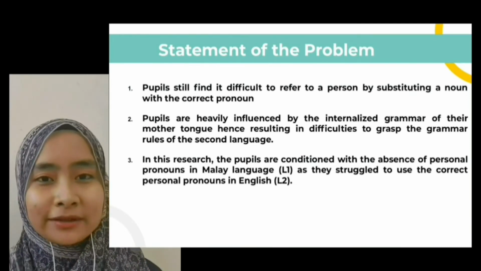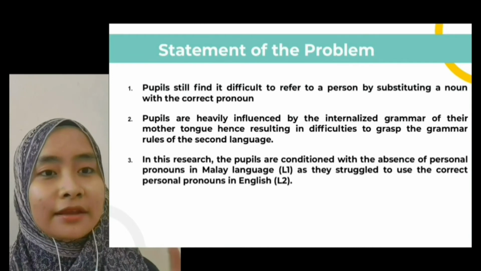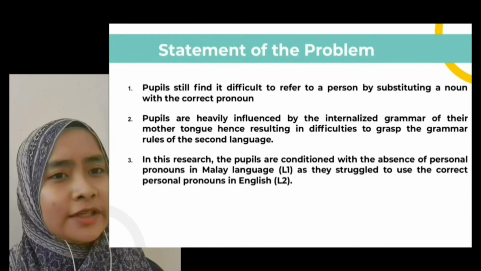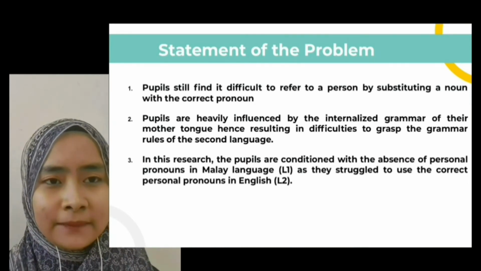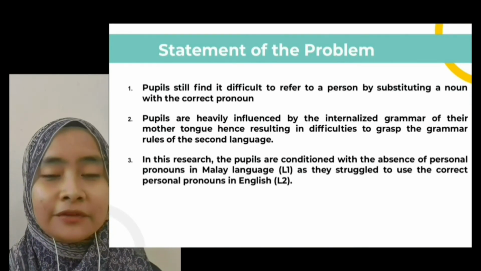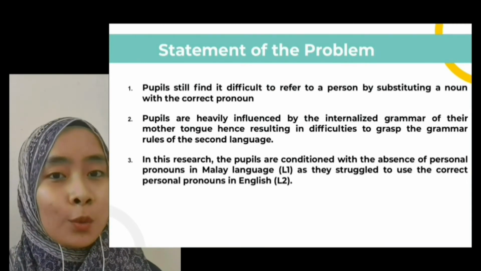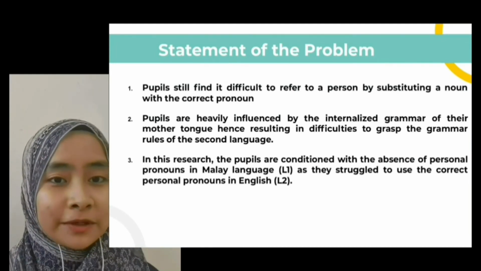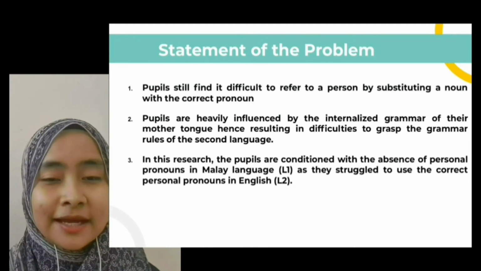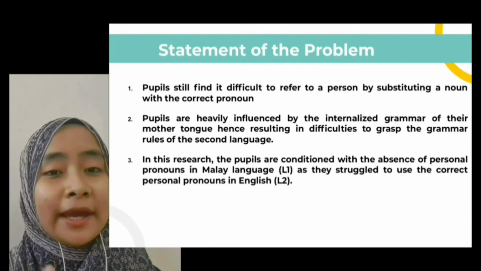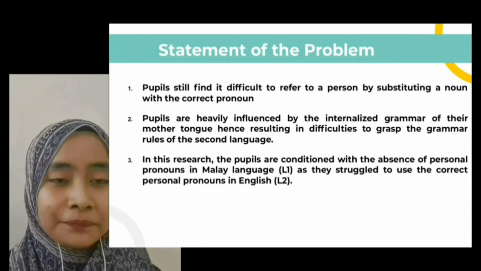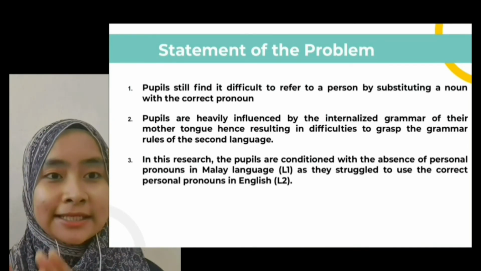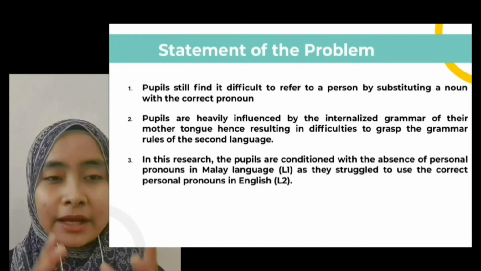Among my Year 2 pupils, I was able to recognize their difficulty in using the correct personal pronouns. My pupils faced difficulty understanding which personal pronouns they must use correctly. Not only that, the tendency of the pupils to speak in Malay is one of the contributing factors for their difficulty to understand the concept of personal pronouns. Nonetheless, regardless of how crucial it is to be able to use the correct personal pronouns, pupils still find it difficult to refer to a person by substituting a noun with the correct pronoun.